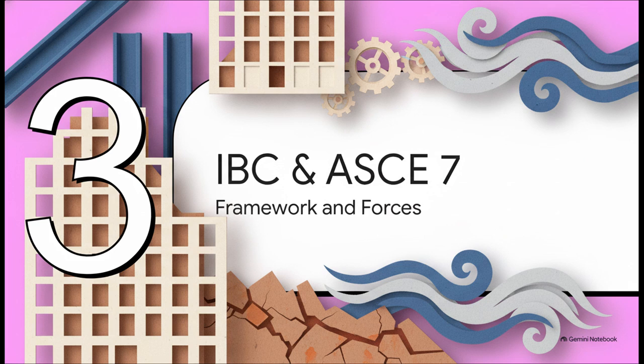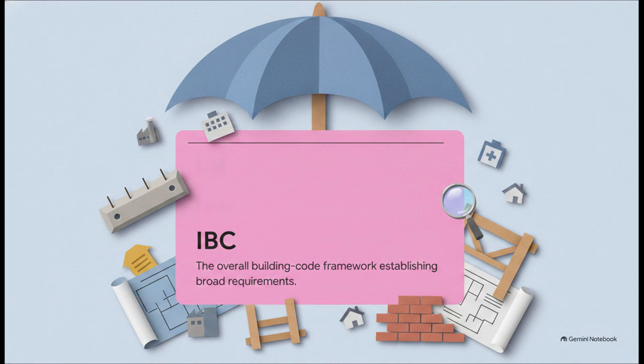ASCE 7. At the very top, running the whole show, we have the IBC, or the International Building Code. Think of the IBC as this giant umbrella that ties everything else together. It's not going to replace your material codes, right? You aren't going to find the exact formula for a concrete beam in here. Instead, it acts as the regulatory framework. It establishes your building's occupancy, construction type, and risk category. And then it legally mandates exactly which specific design standards you absolutely must use for the rest of your project.